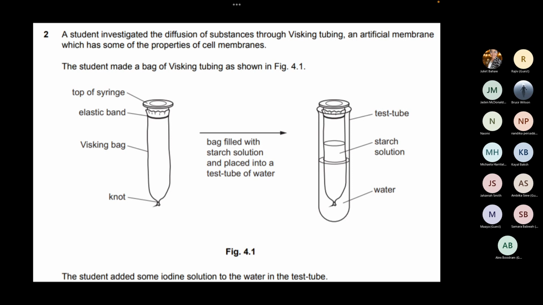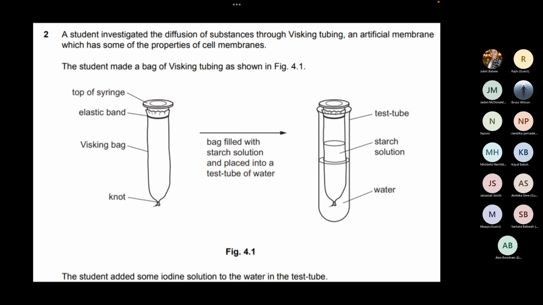So the student made a bag of Viskin tubing as shown. They put the elastic band, attached it to a syringe, and tied a knot. The bag was filled with starch solution and placed into a test tube. Now, when I say solution, I mix it with water. When they put that starch solution into the bag, they then place that entire syringe with the Viskin bag into a test tube with pure water.